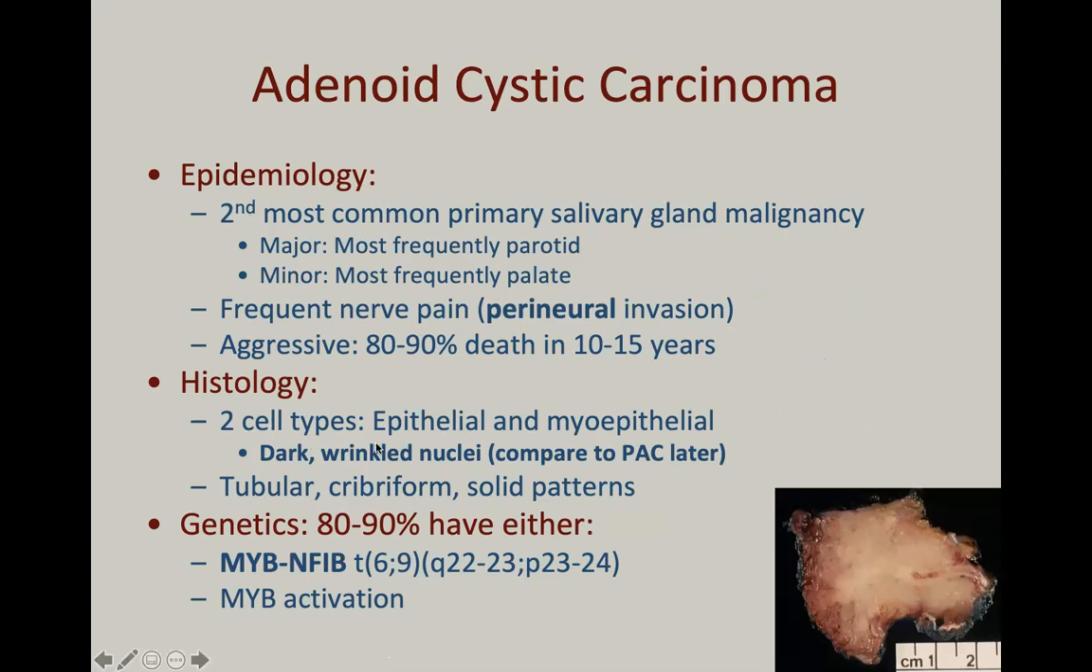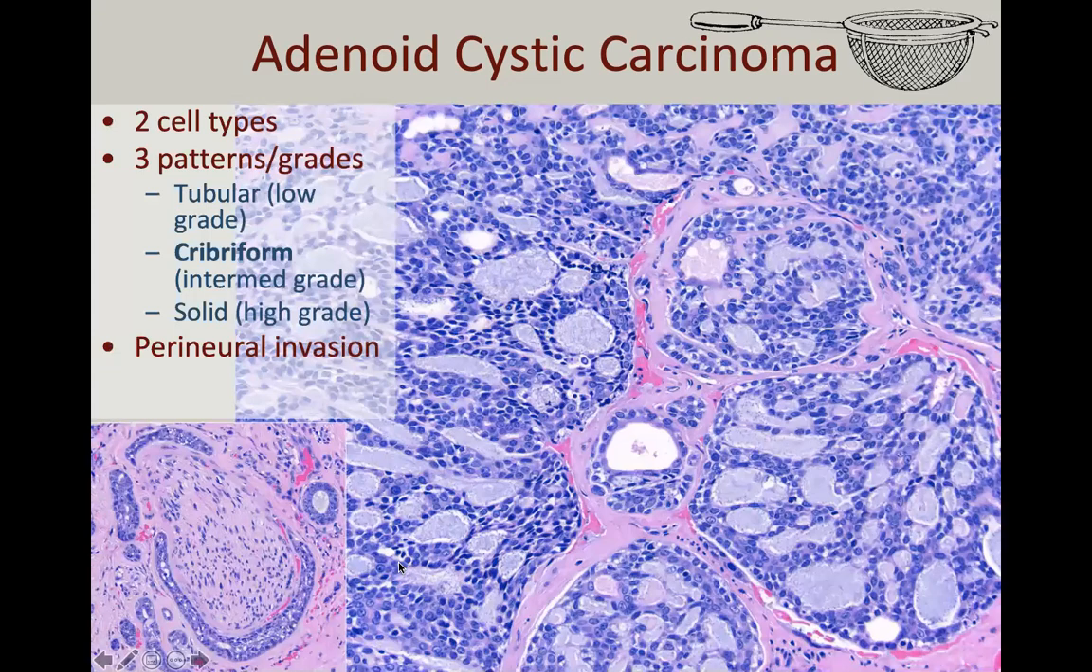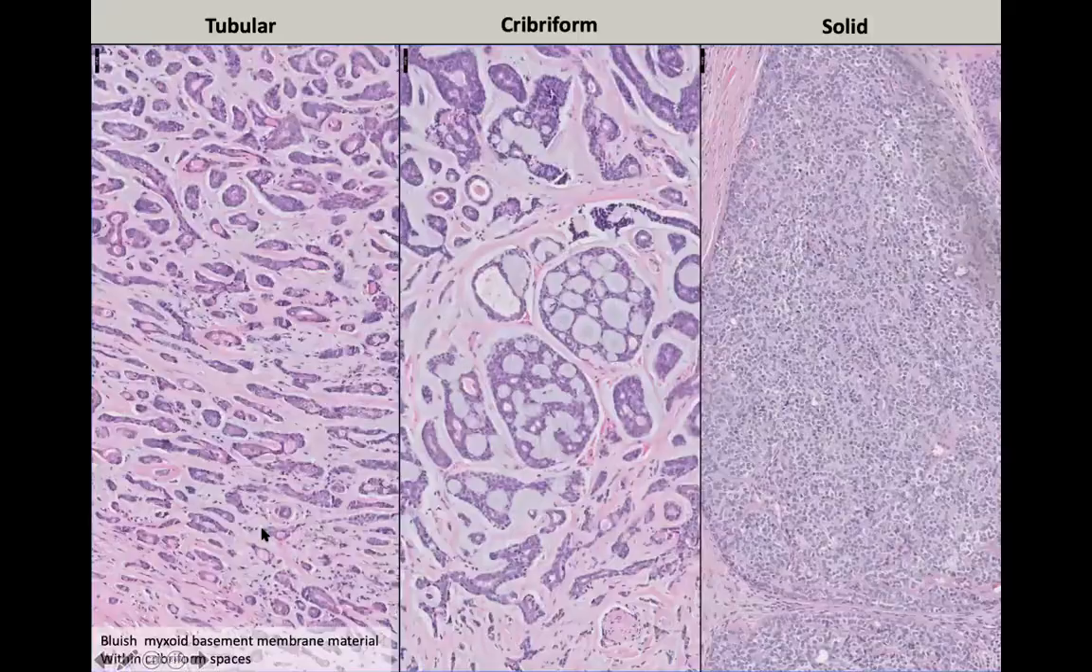So adenoid cystic is defined again by 2 cell types, by its patterns, which I will show you, and by its genetics. So many have rearrangements of NFIB with MYB genes, so MYB-NFIB rearrangement. The morphologic pattern is characteristically this cribriform pattern, or sort of sieve-like or Swiss cheese-like, with these punched out holes. You can see here on the bottom left perineural invasion, where it's just wrapping or hugging this nerve.